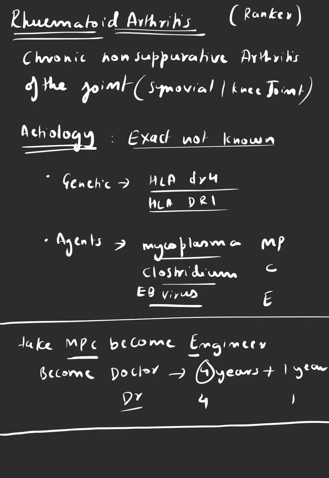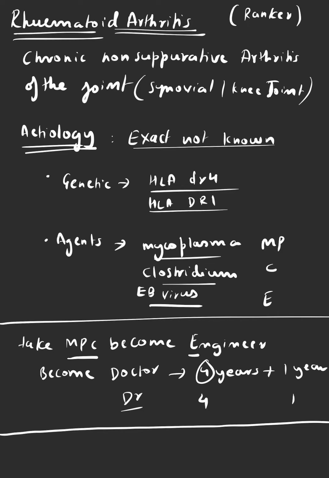In today's video, let us discuss rheumatoid arthritis in detail. If somebody asks me what rheumatoid arthritis is, I'll just remember the mnemonic called RANKER. RA stands for rheumatoid arthritis, N stands for non-suppurative arthritis, KE stands for knee joint. Whenever I hear the word knee joint, it reminds me that the joint is a synovial joint. So, chronic non-suppurative arthritis of the synovial joint or the knee joint.